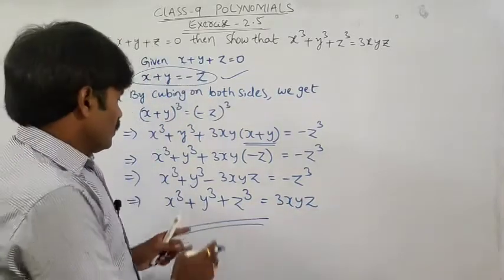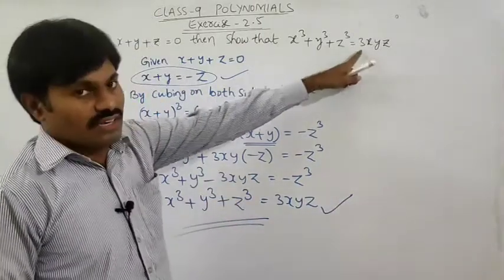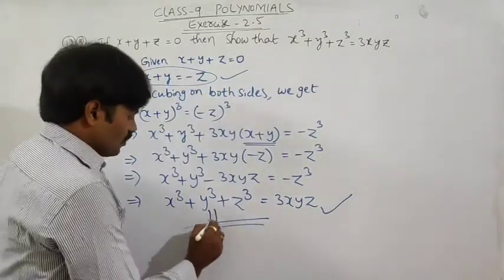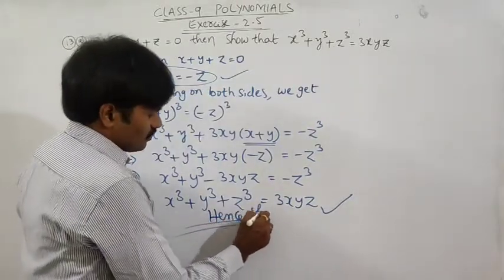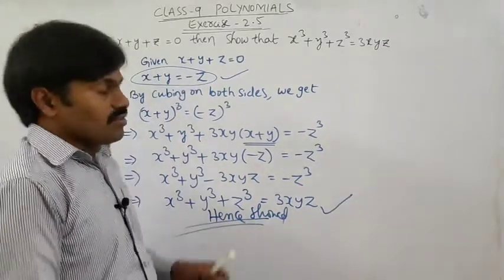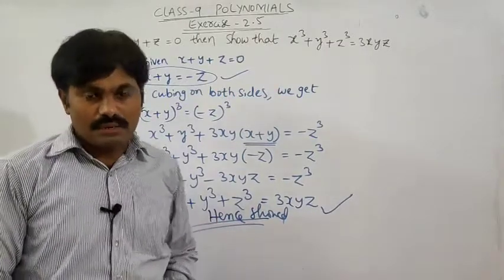Clear? So we got the result. Hence we showed that x cube plus y cube plus z cube is equal to 3xyz. So it is the most important result. Hence shown. Like this we have to do. Now by using this result, we can solve the second problem, that is the B problem.